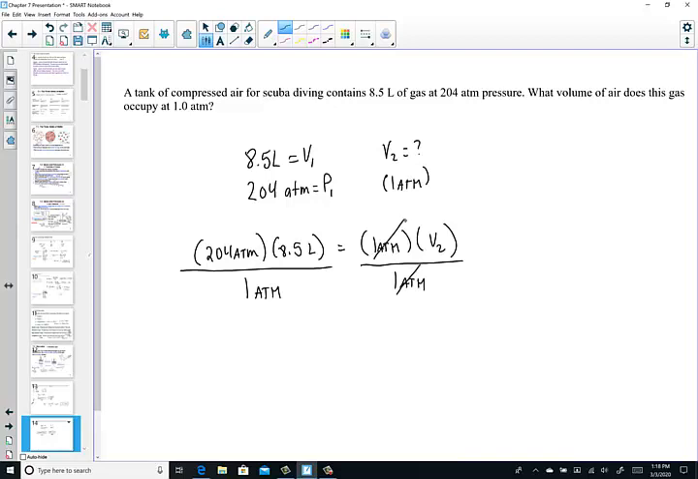204 times 8.5, and this reads 1734, and that would be in liters. We're allowed 2 sig figs based on the pressure and the volume. There's 2 sig figs there. So I'm going to say 1700 liters to report 2 significant digits.